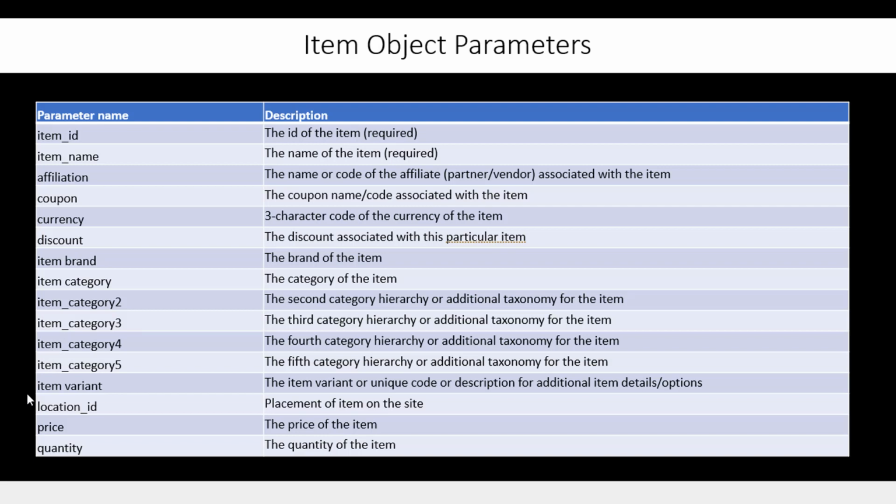Item variant allows you to store the variant or unique description of that item. This is generally used to store the color of the item or the size of the item. Location ID identifies the placement of that item on your site. This could be home page, category page, etc. Price is the price of that item, and the quantity parameter is used to store the quantity of the product or the item that the user is purchasing.